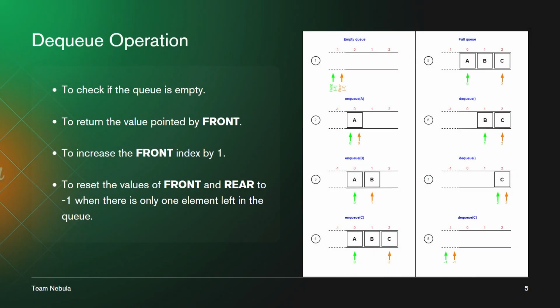Dequeue operation. The remaining queue operations are as follows. To check if the queue is empty. To return the value pointed by front. To increase the front index by 1. To reset the values of front and rear to -1 when there is only one element left in the queue.